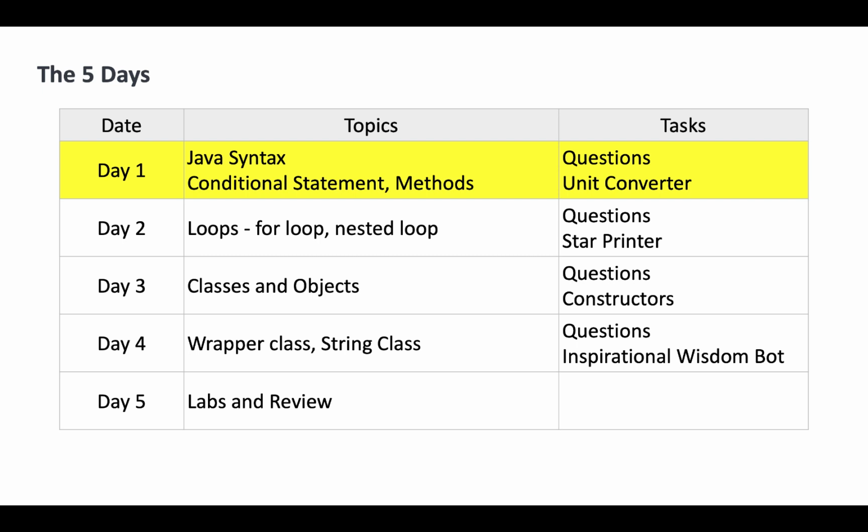So the 5 days are structured like this. We'll be learning the basics of Java programming, and today it'll be basic Java syntax, conditional statements, and methods. Tomorrow it'll be loops, which are the while loops, for loops, and nested loops. Day 3, we're going to cover wrapper classes such as the Integer and Double class, and also we'll learn about the String class. Then, as the final project, we're going to create an inspirational wisdom bot, and finally do a code review and wrap up.